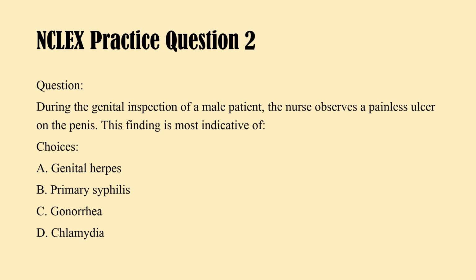Here's another practice question. A male patient has a painless ulcer on the penis during genital inspection. Which condition is most strongly indicated by this finding? A. Genital herpes. B. Primary syphilis. C. Gonorrhea, D. Chlamydia.